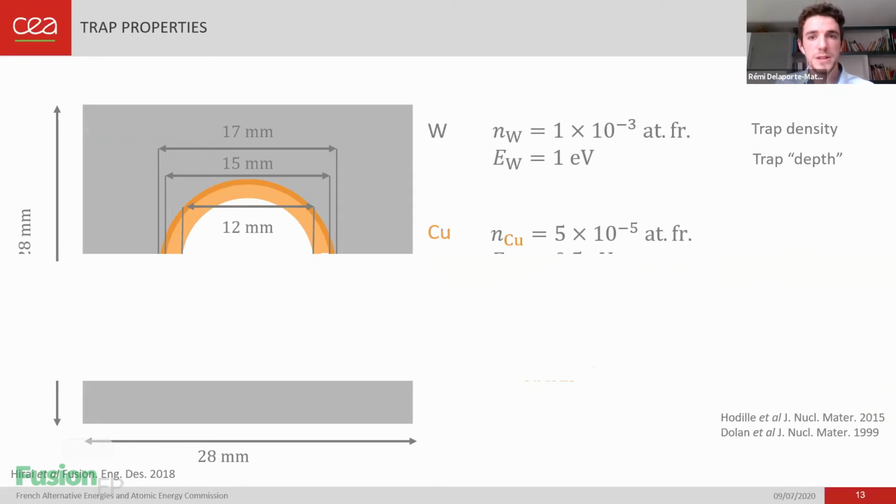All right, back to our monoblocks problem. So first thing we need is materials properties. We're going to need the trap properties that we talked about earlier, namely the trap density and the energy of the trap for each material. The energy of the trap is actually how deep the trap is, so how much energy you need to come out of this trap. So for tungsten, we're going to say a 1 eV trap. For copper, 0.5 eV, and for copper alloy, a 0.9 eV trap.